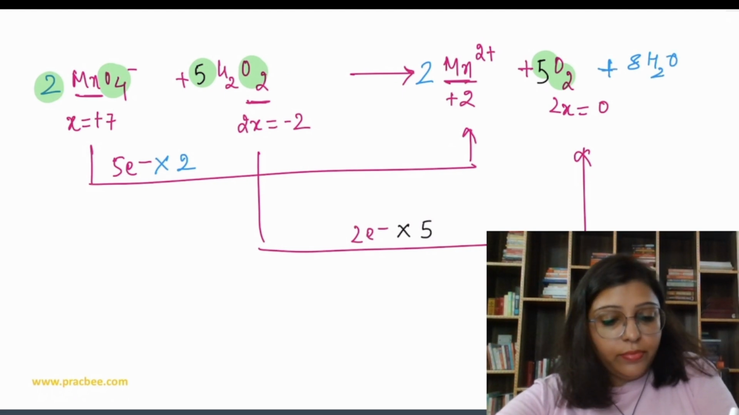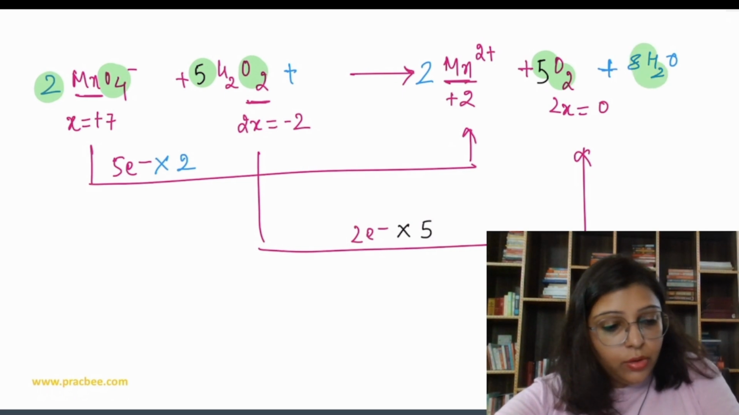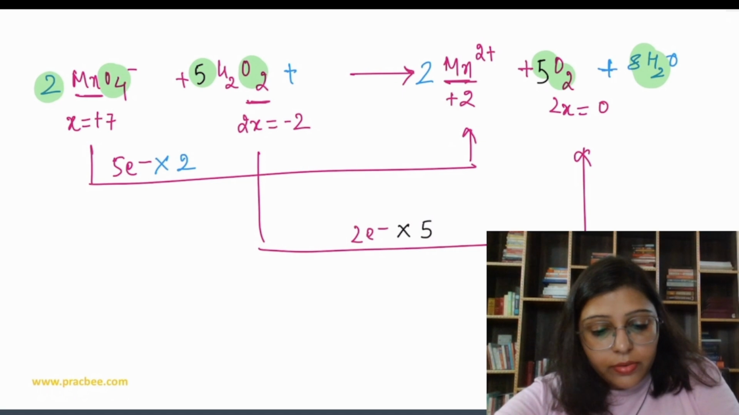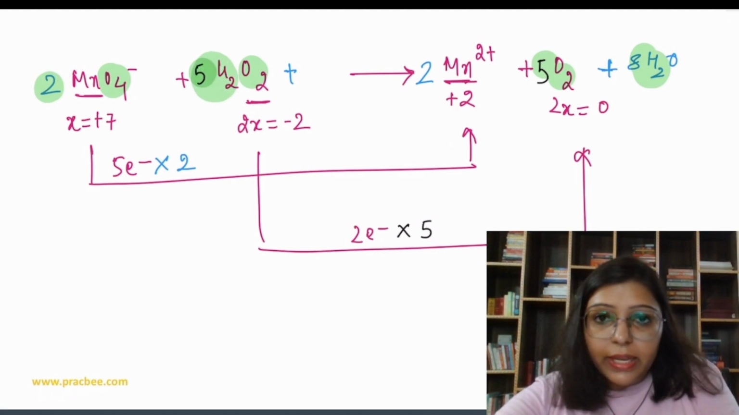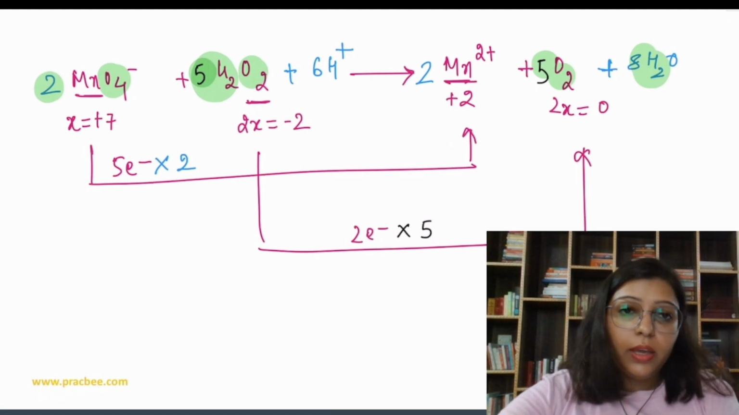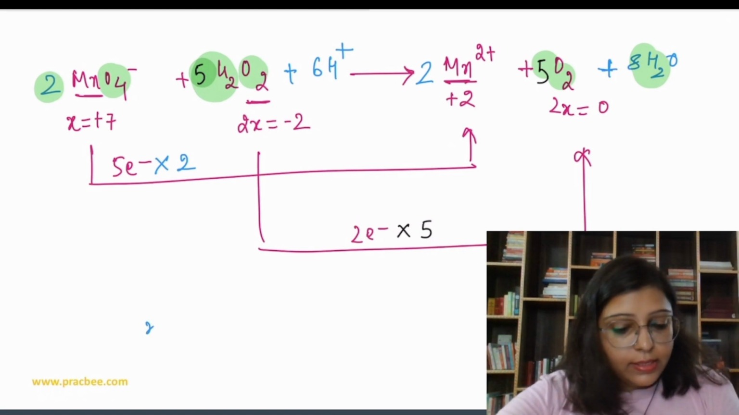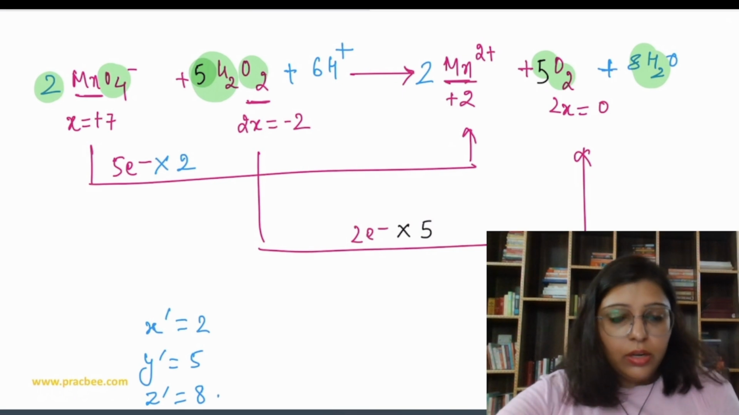8H2O, and then we have to balance hydrogen now. So here we have 8 2s are 16. 16 already. 5 2s are 10. Hydrogen is there. So it means we have to write 6H plus. Okay, we have to write 6H plus. From here x dash is equal to 2, y dash is equal to 5 and z dash is equal to 8.